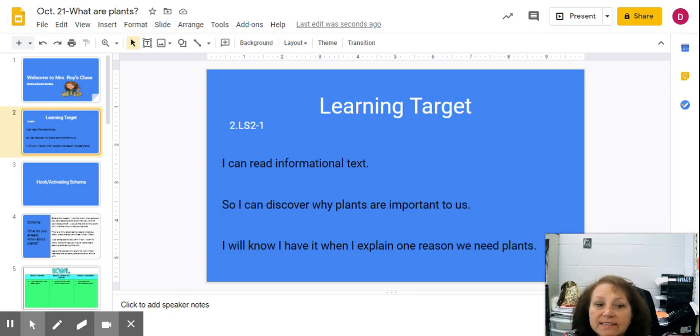Hi, boys and girls. Today we are learning about plants, and it will be the first day of our plant unit. Our learning target: I can read informational text, so I can discover why plants are important to us. I will know I have it when I explain one reason we need plants. And yes, scientists do need to read and research about topics they're learning about or wanting to learn more about.